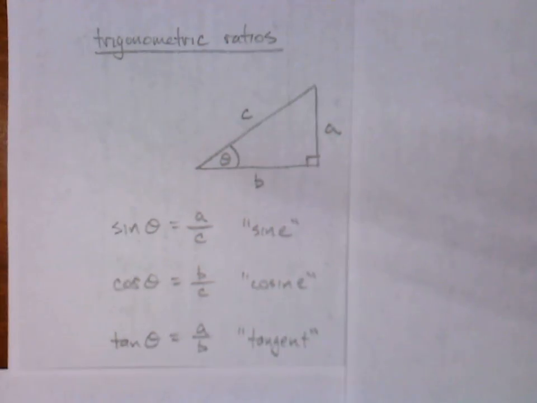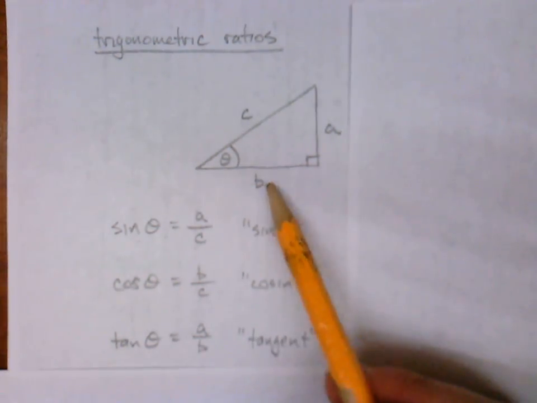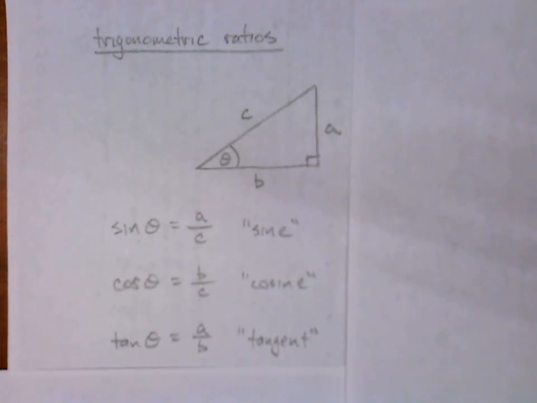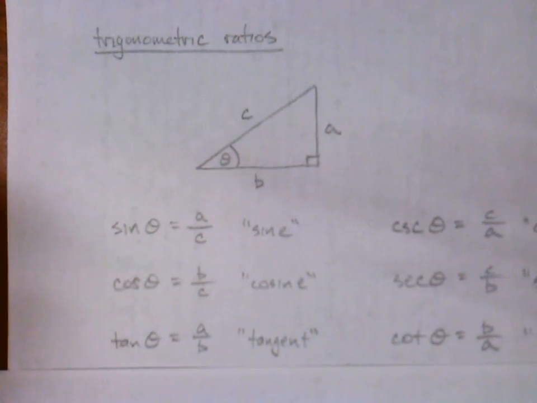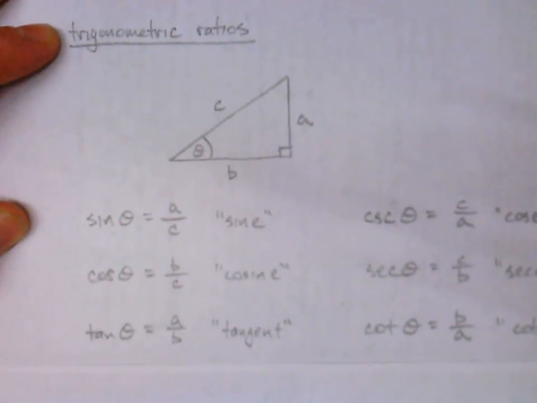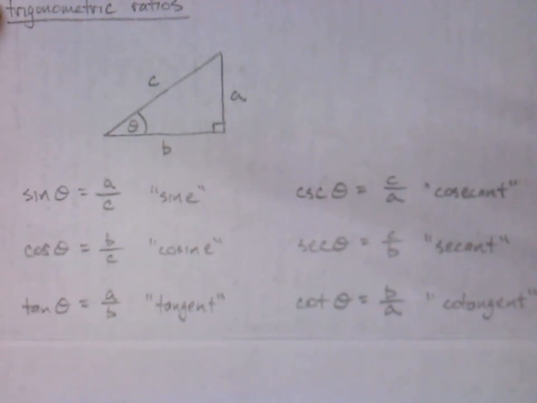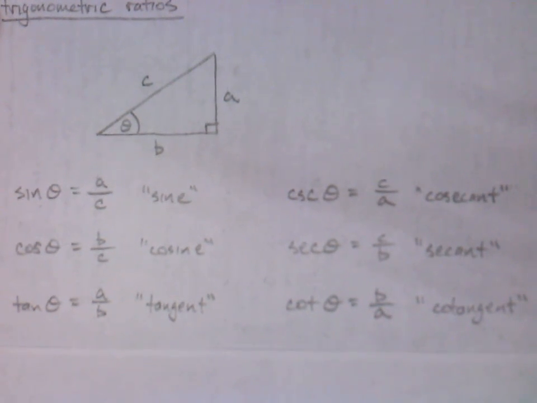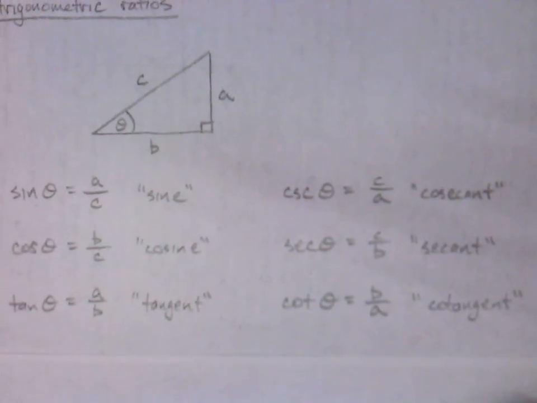The third trigonometric ratio is tan theta. We call it tangent of theta, A over B. Okay, so we've got every possible combination. Then, and I'll just show you all these at once, the other 3, to make a total of 6, are the reciprocals of those first 3.